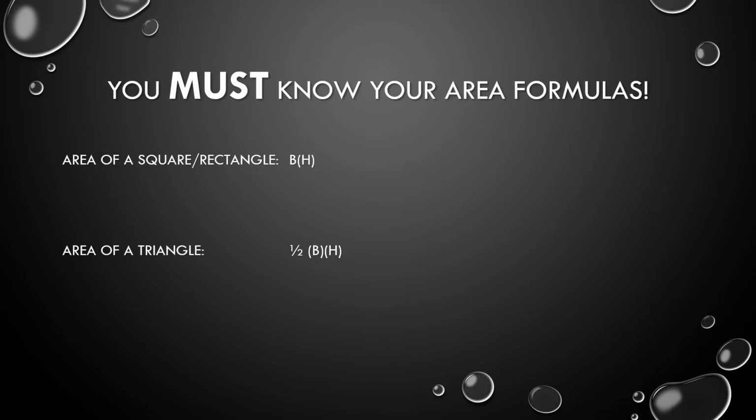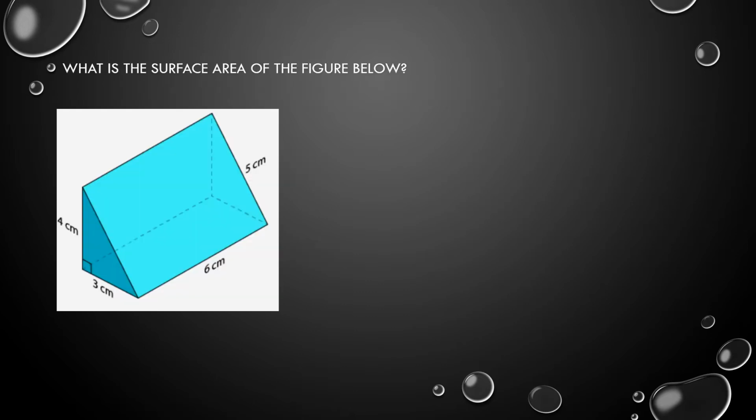However, in order to find the area of those surfaces, you need to know your formulas. Okay, so area of a box or rectangle is base times height, and area of a square is base times height, and area of a triangle is 1/2 base times height. So you need to know these. If you don't know what these are, then you cannot solve these problems. So write these down somewhere, have them somewhere where you know where you can find them. Alright, so let's get started.